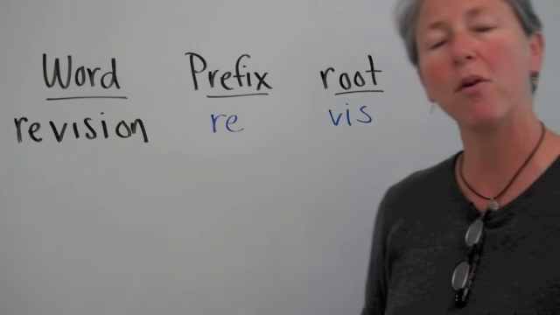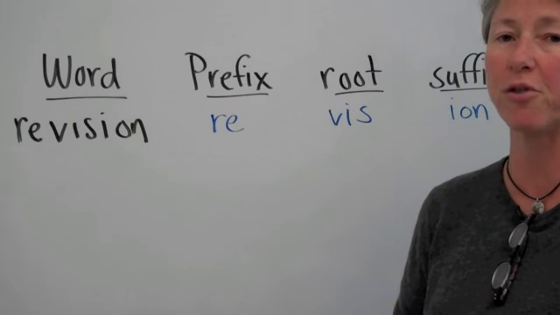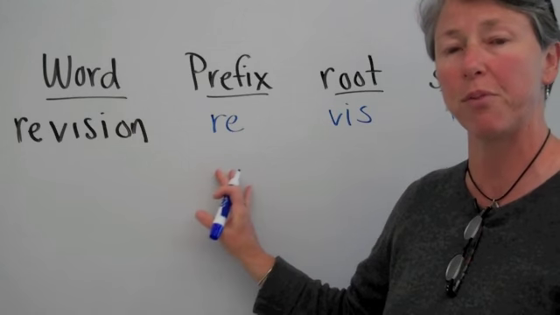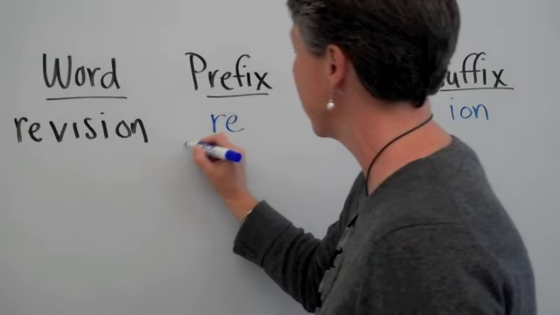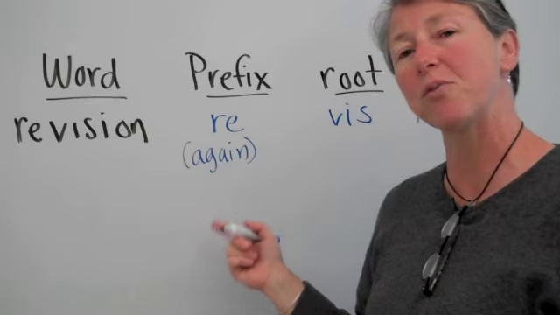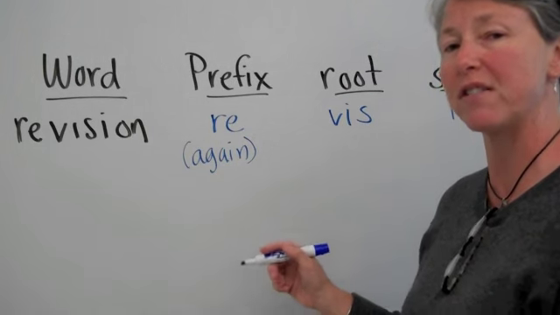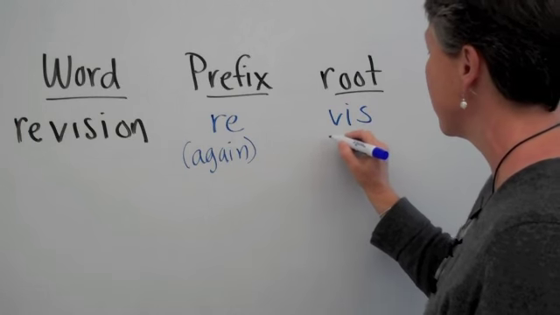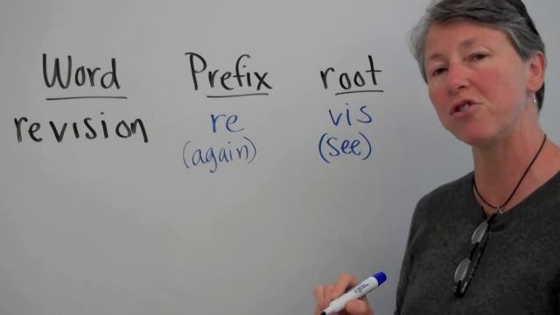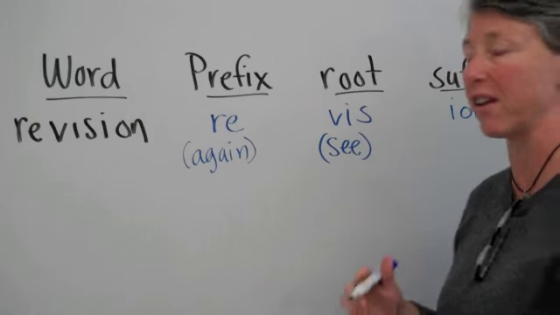Your next step, or perhaps at the same time, you look on your charts that we gave you in class that are in your writer's notebook. And when you do, you'll see that the meaning of the prefix re is again. So your job is to write down what you found is the meaning of the prefix. And the root means see, according to your chart. And ion, when added to a word, means the act or process.